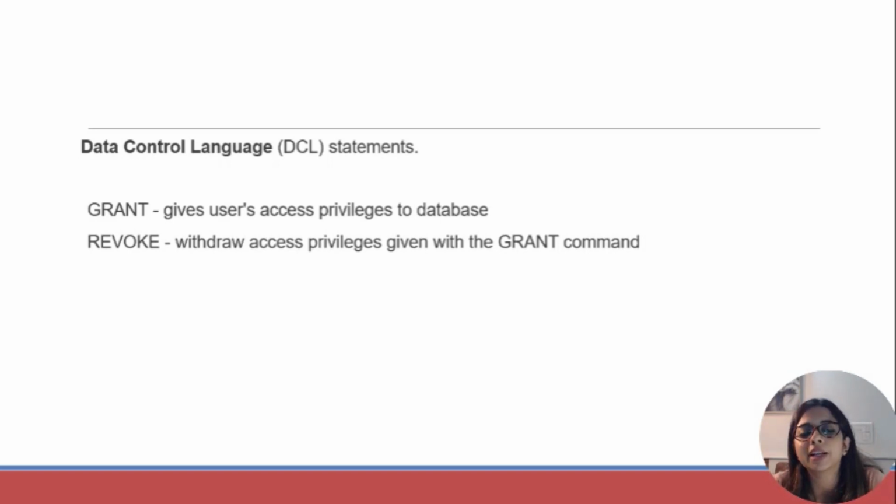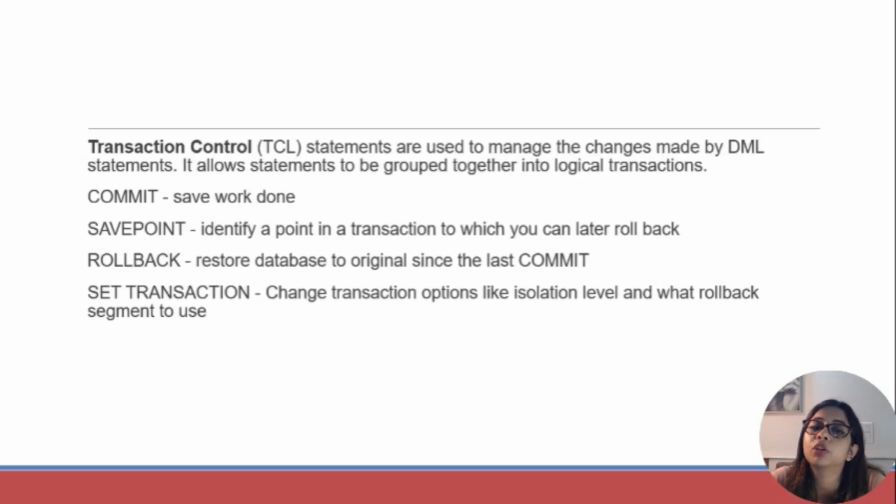The grant command actually provides privileges, accesses, to the user in the database, and the revoke command takes away those accesses from the user. These are important commands and they have to be used wisely. So these are DCL. Okay, there's something called TCL also, transaction control language.